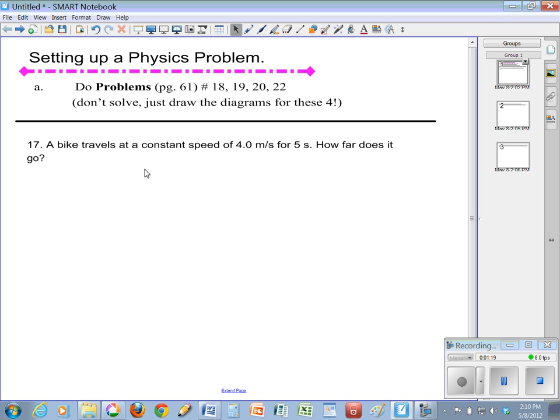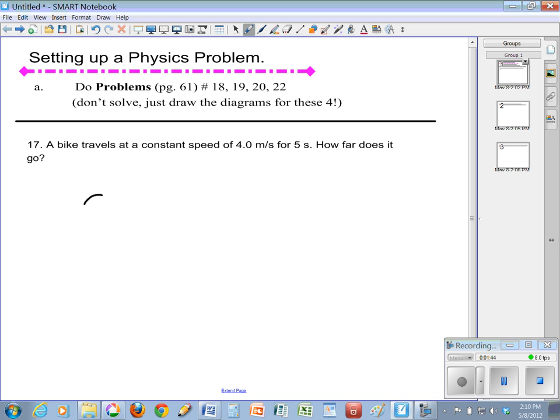I'll do a couple of examples from the same page, 61. I'm going to practice with number 17. It says a bike travels at a constant speed of 4 meters per second for 5 seconds. How far does it go? I want you to draw a diagram first, even if I'm not a great artist. You don't have to be, but you want to draw a picture of what's happening here.